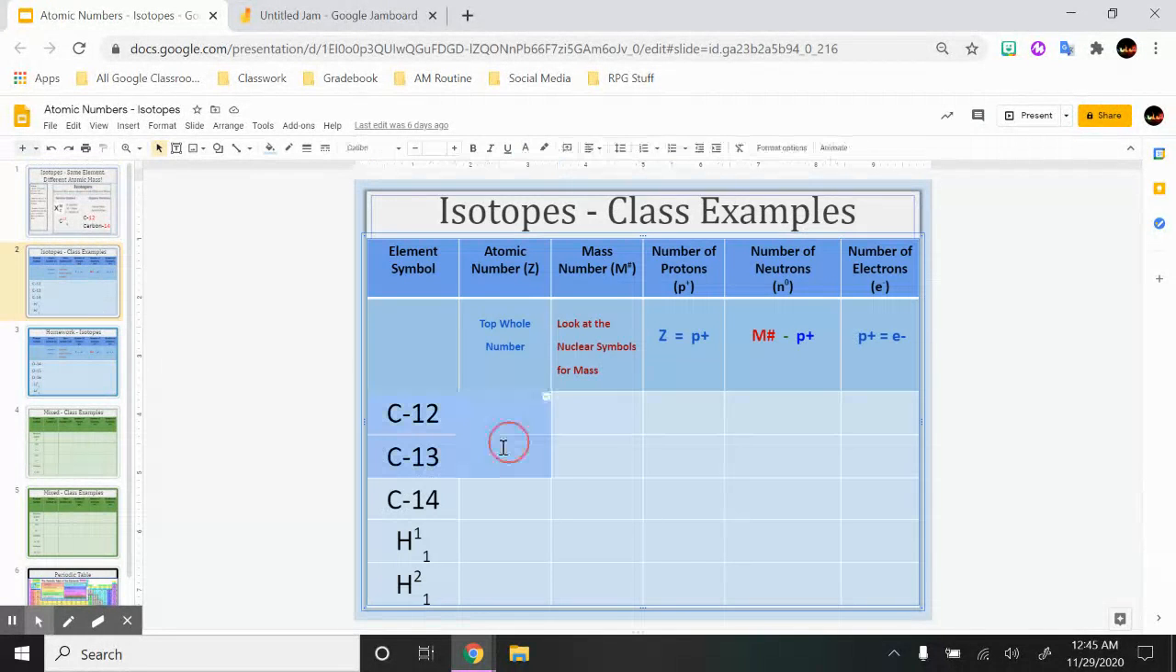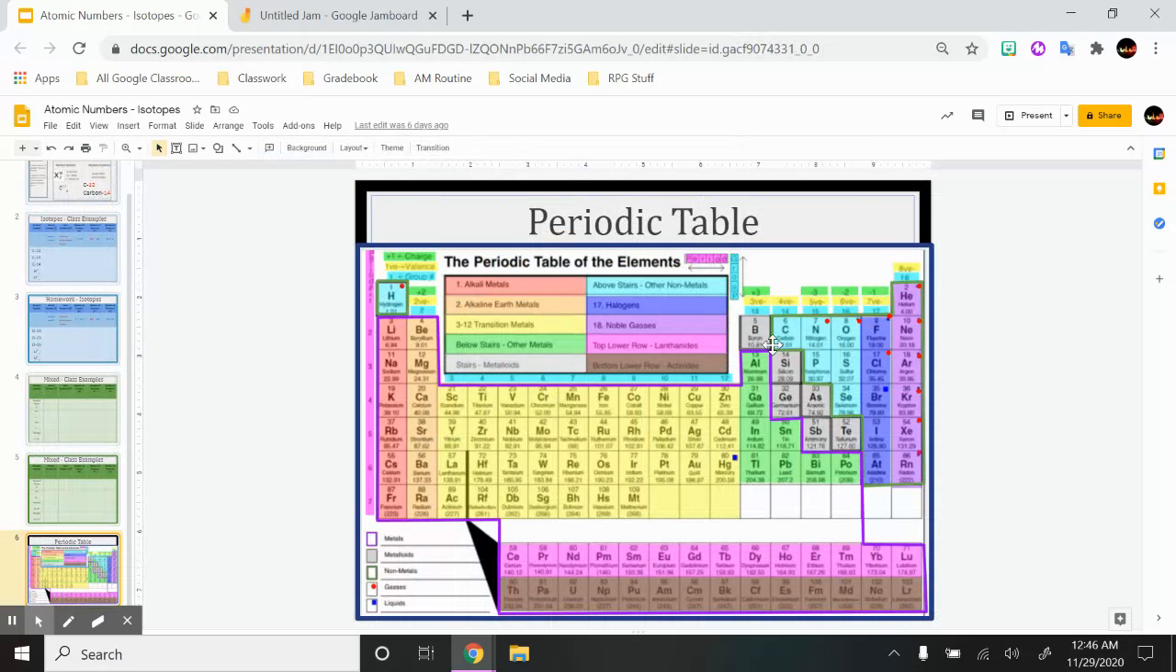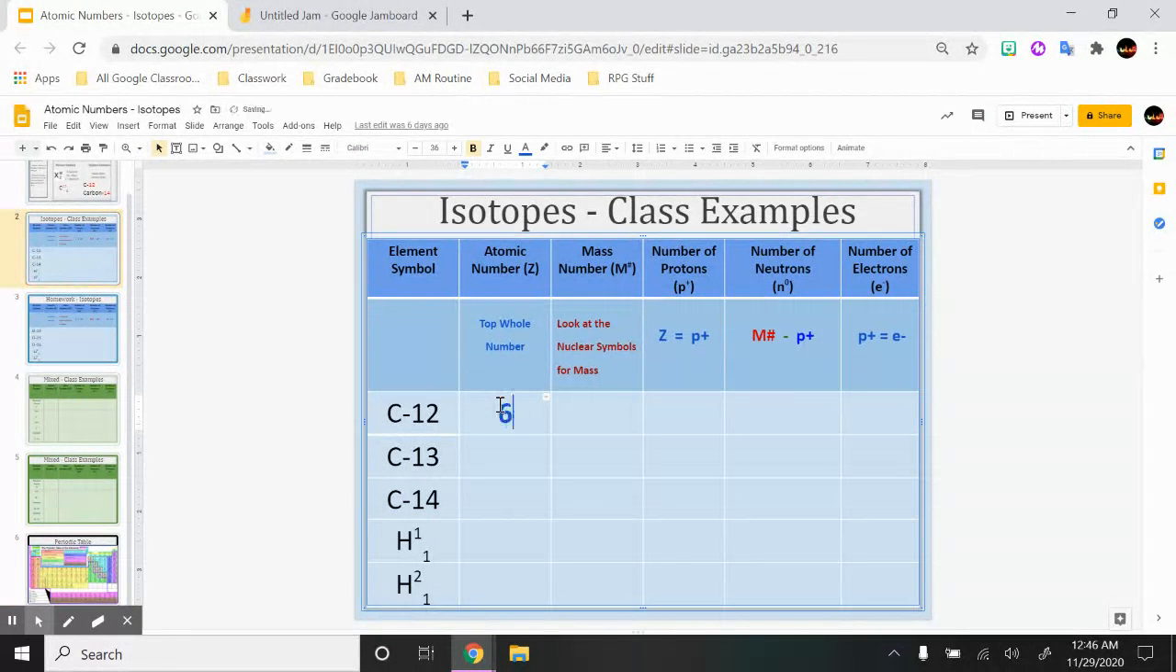So let's start with these 3 examples of carbon. If we look at these 3 examples, we have C12, C13, and C14. So first off, let's go look at the periodic table. Now we cannot use the mass of this carbon on the periodic table. This is the average, but we can get the atomic number. So our atomic number of carbon is going to be 6. And this is going to be the same for each carbon isotope because the element we have here is carbon. And the atomic number will always be 6 for carbon.